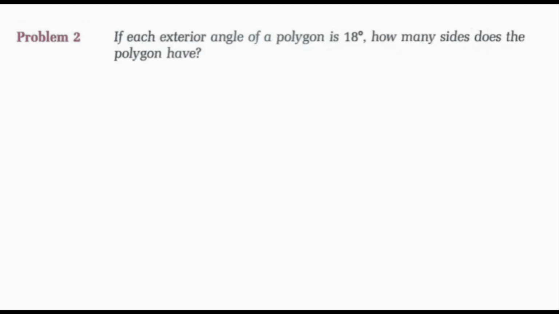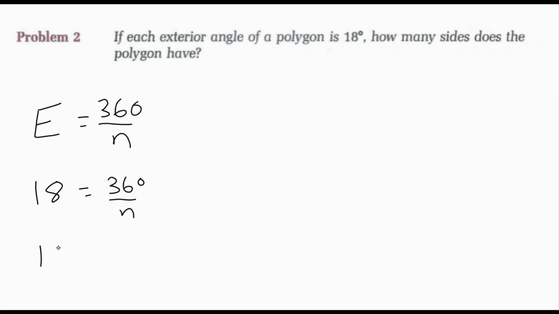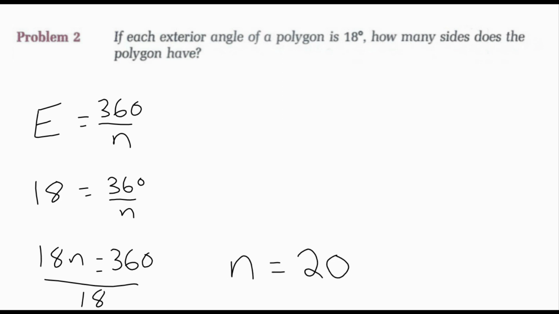Looking at problem 2, if each exterior angle of a polygon is 18 degrees, how many sides does the polygon have? Again, using my exterior angle of an equiangular polygon theorem, 360 divided by n would give me the exterior angle. In this case, I have the exterior angle, so E will be replaced with 18. That's going to be 360 divided by n. I'll multiply by n, so 18n will equal 360. I'll divide everything by 18. So n, or the number of sides, would be 20. So I have a 20-gon.